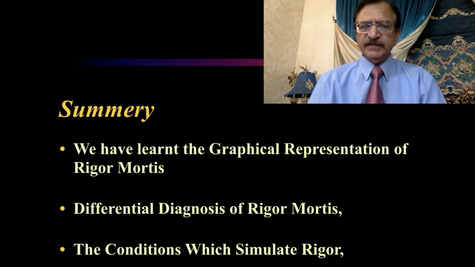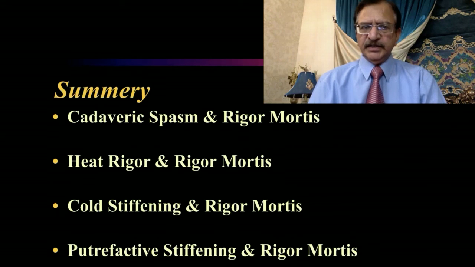Then we discussed the differential diagnosis of rigor mortis, the conditions which simulate rigor mortis. That is the cadaveric spasm, the heat rigor, the cold stiffening, and putrefactive stiffening. And we have learned the contrasting and distinguishing features which distinguish rigor mortis from these changes.